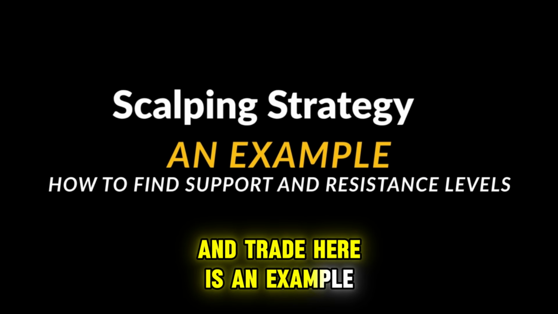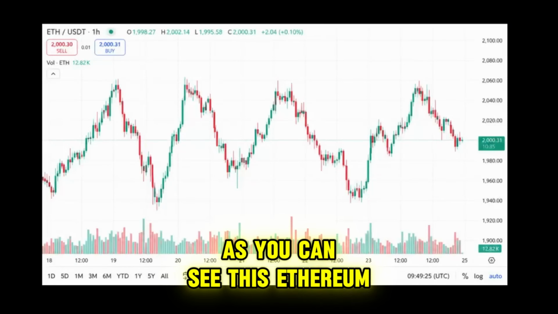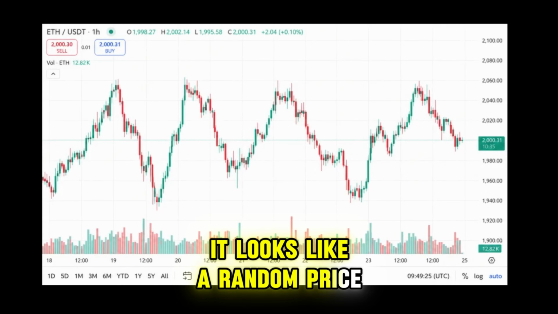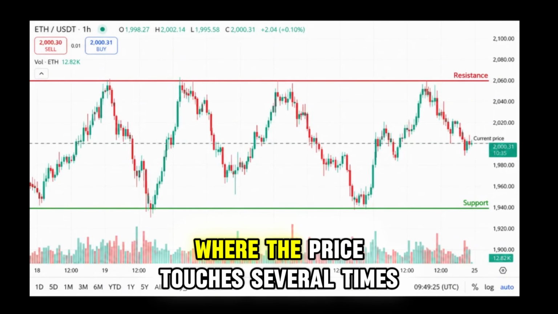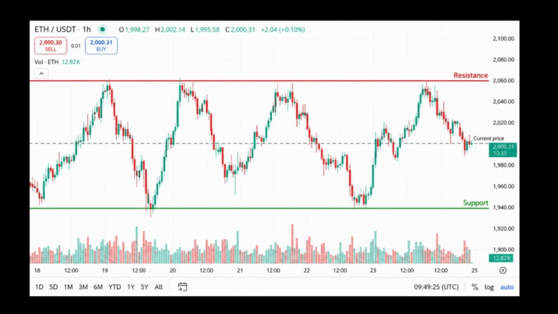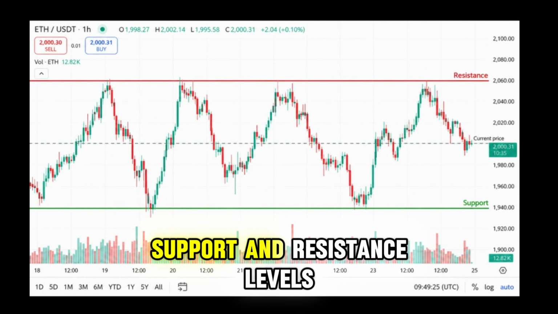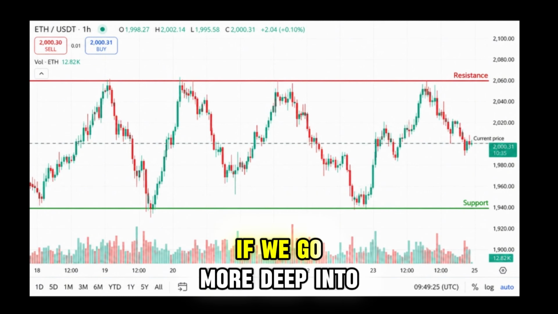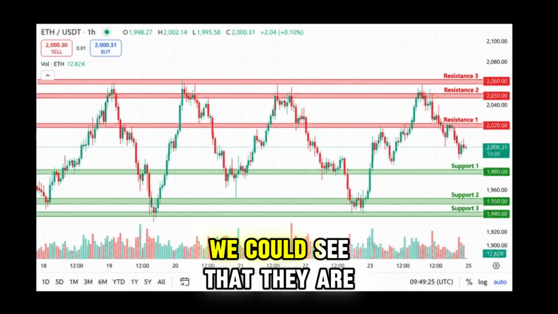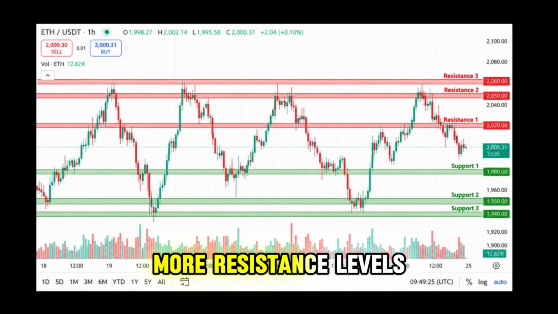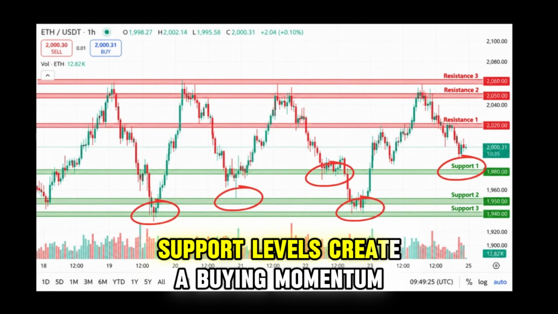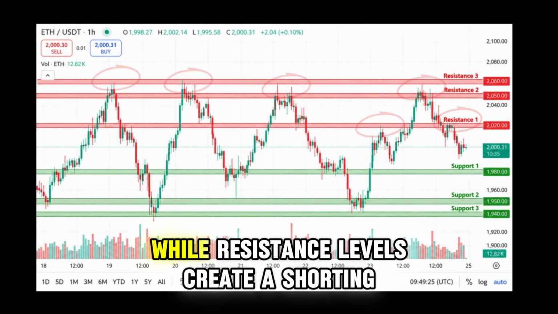Here is an example. As you can see on this Ethereum chart, it looks like random price action. But if you look a little closer, you will see the levels where the price touches several times. These levels are very important in trading and they are called support and resistance levels. If we go deeper into details, we will see that there are not just two, but more support and more resistance levels. Support levels create buying momentum, while resistance levels create shorting momentum.